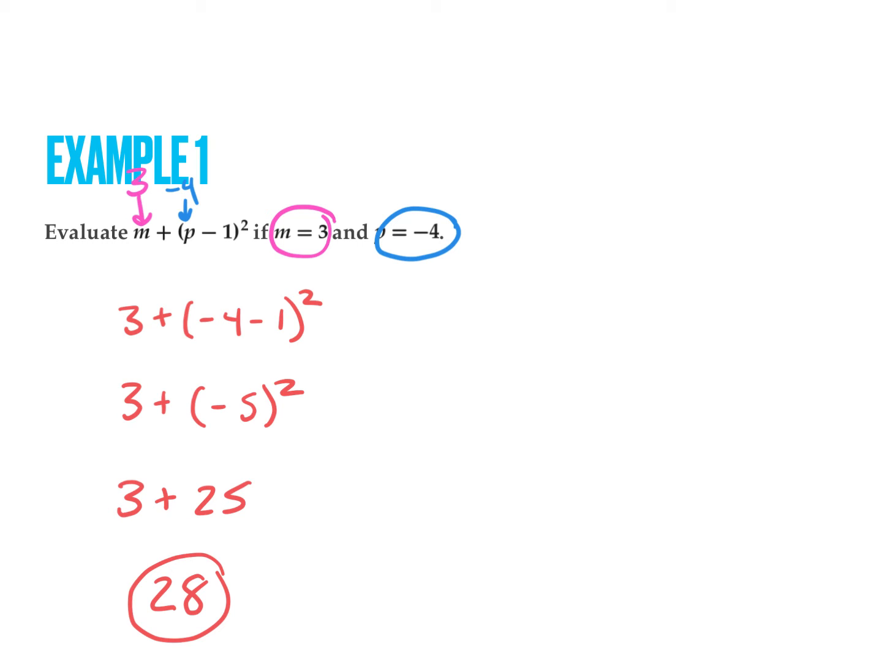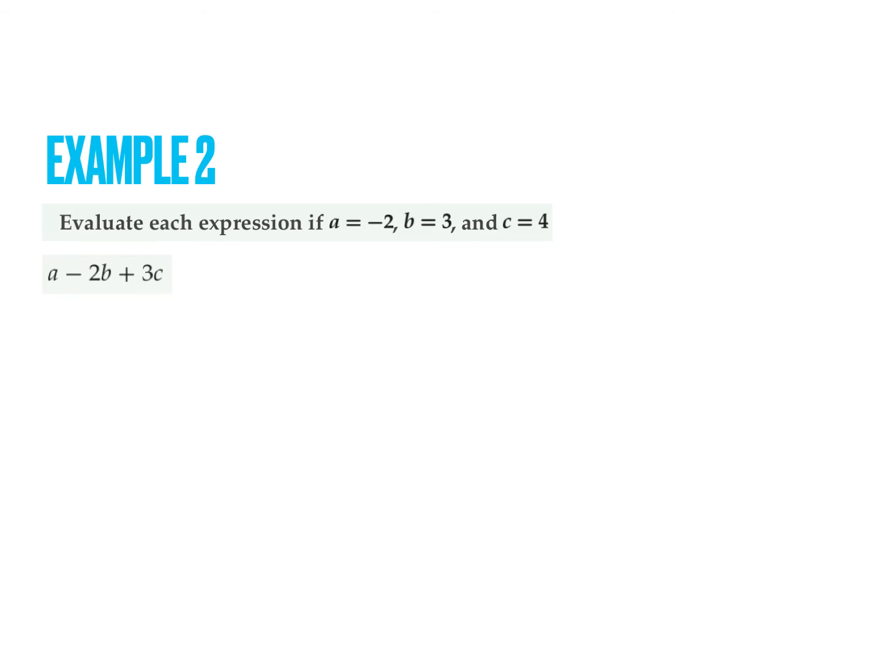Any questions? Ready for the next one? Example 2. Evaluate each expression if a is equal to negative 2, b is equal to 3, and c is equal to 4. So let's plug everything in. We have a is equal to negative 2, so we're going to plug in negative 2 for a. We have b is equal to 3, so we're going to plug in 3 for b. And c is equal to 4, so we plug in 4 for c. Then we can rewrite our problem.